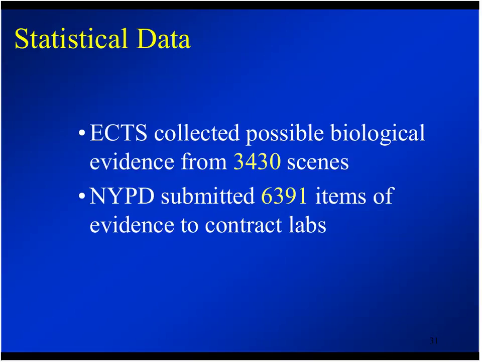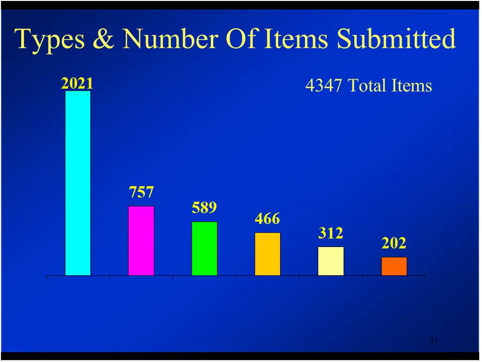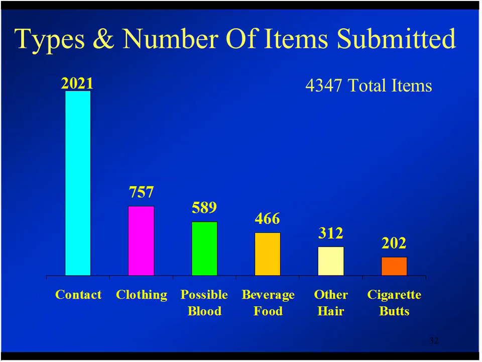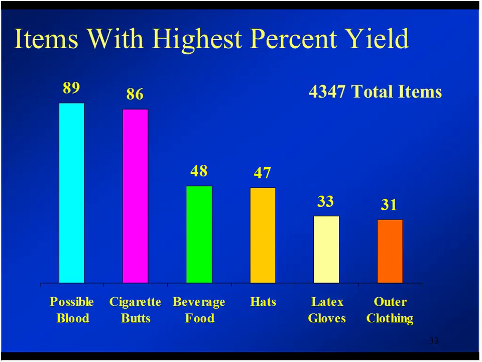Scenes collected: we collected over 3,400 scenes involving over 6,400 items. The types and number of items submitted, and we had over 2,100 items of contact down to beverage containers, hairs, cigarette butts, items with the highest percentage yield.